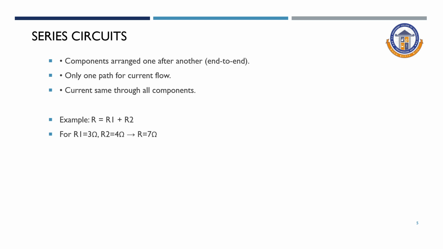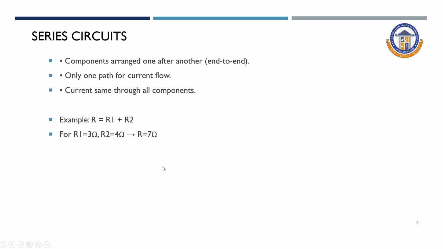Coming to the main picture, the series circuit. The components are arranged one after another, end to end. Only one path exists for the flow of current. For all the elements connected end to end, the same amount of current flows through all the components.